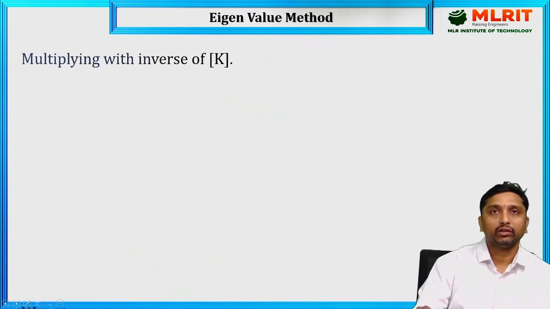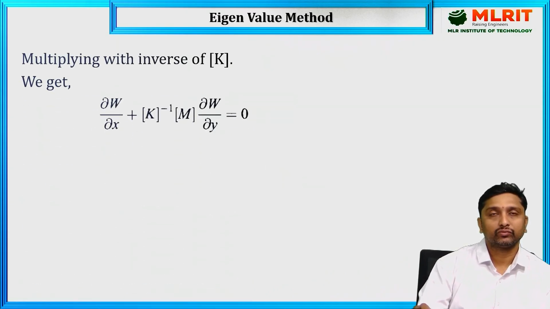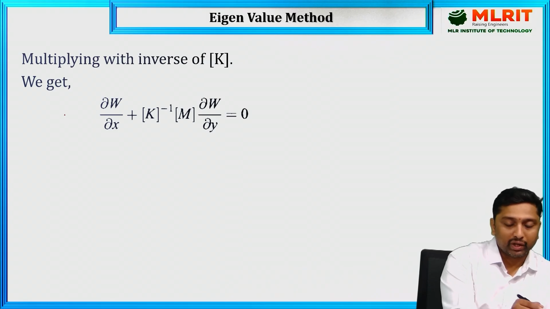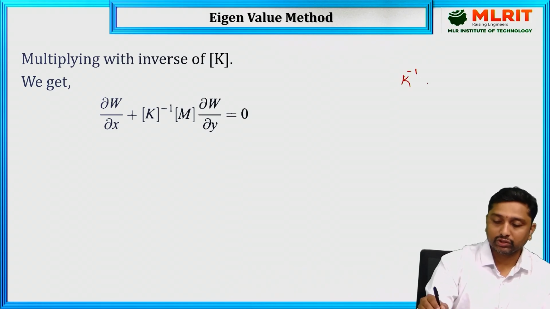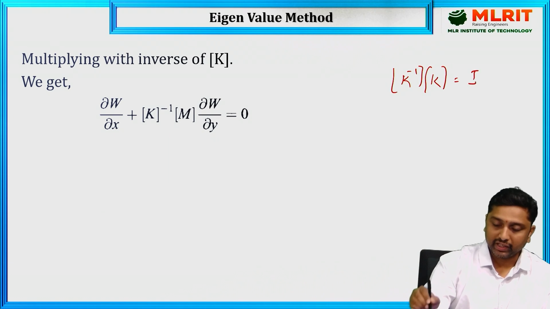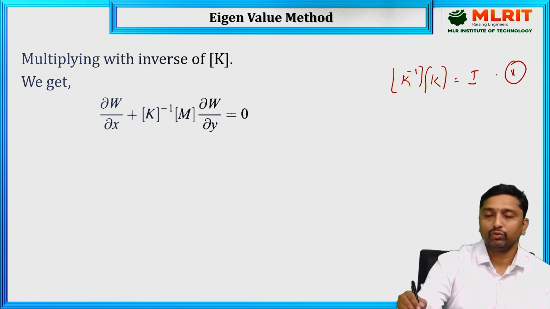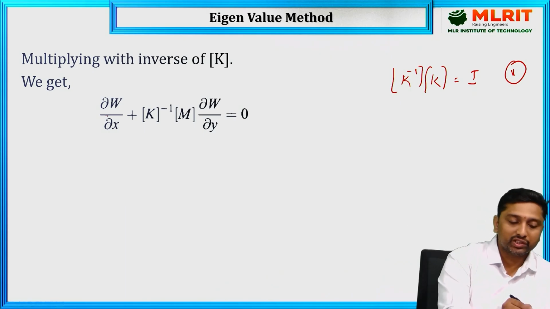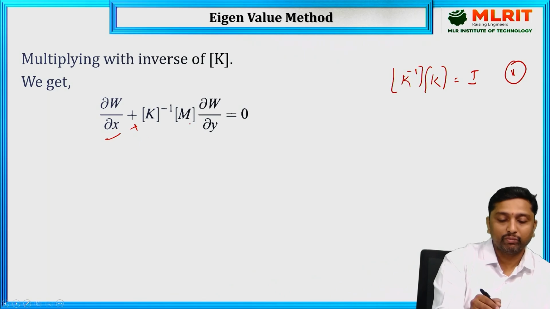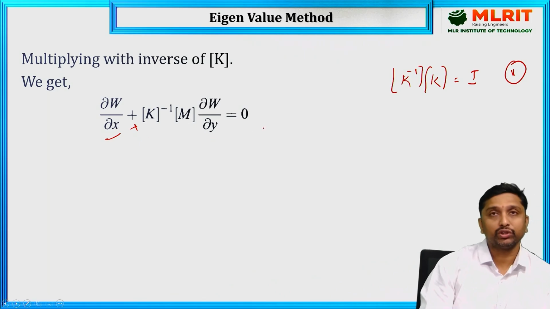If I multiply K inverse into K, what I get is matrix I, which can be represented by the magnitude 1. So the previous equation can be written as ∂W/∂X + K inverse into M ∂W/∂Y = 0.